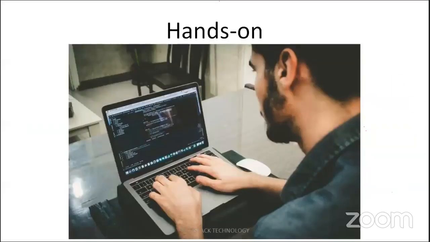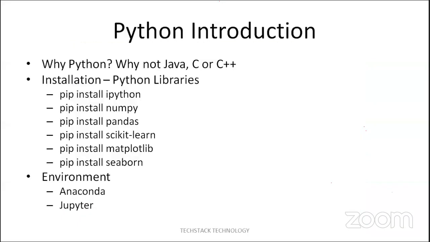So now we are going to a hands-on process, because this much theory is enough, I guess. Before entering into the hands-on process, I want to tell about Python. Up to now we have been discussing machine learning and algorithms, right? Now we are going to learn about Python. So why do we need Python here? Why not Java, or why not C or C++?